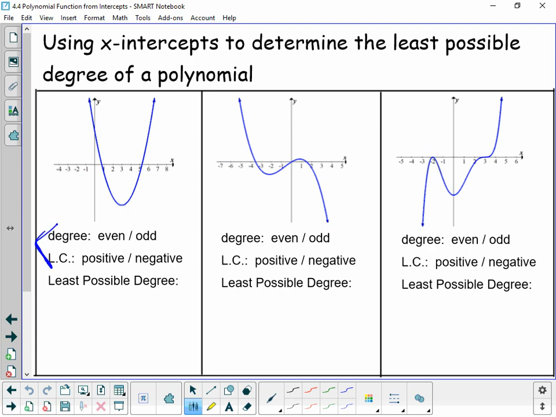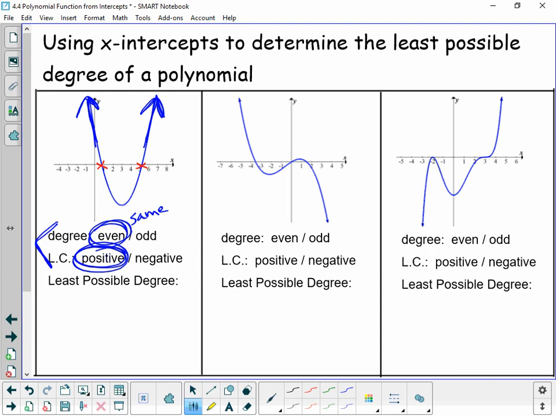So these first two, the degree and the leading coefficient, we get information about by looking at what the two ends of the function are doing. In this case, both ends are doing the same thing. They're both increasing to positive infinity. So we know that it has to be an even degree function because both of the ends are the same, and the leading coefficient, since they're both in the upper positive direction, must be positive. Now, the least possible degree of this function, we'll use the intercepts to help us find.